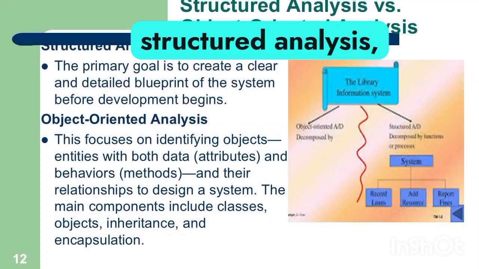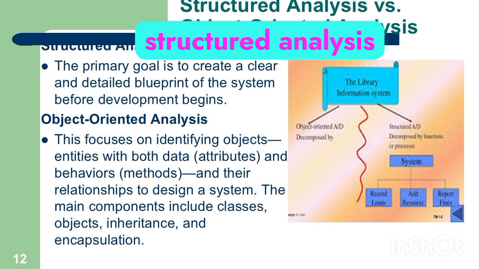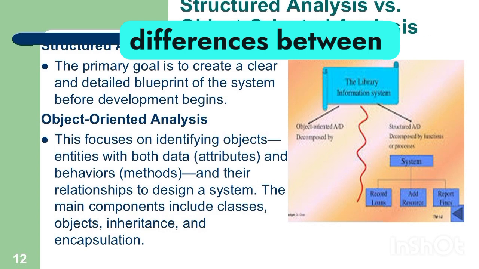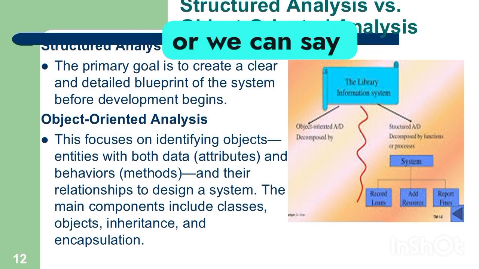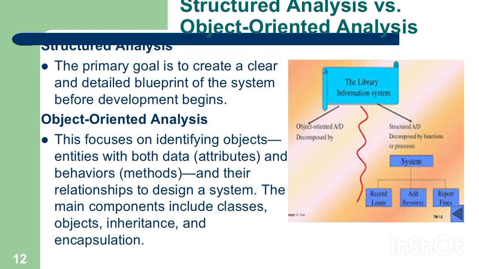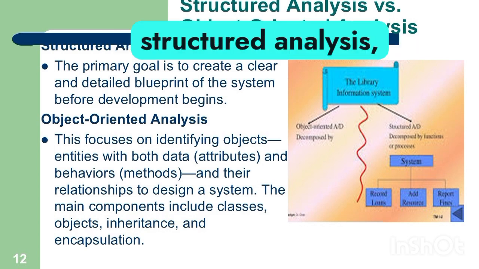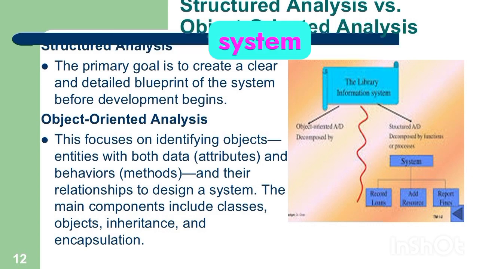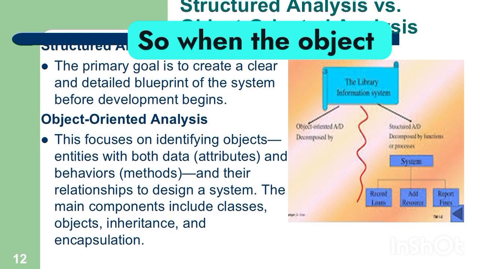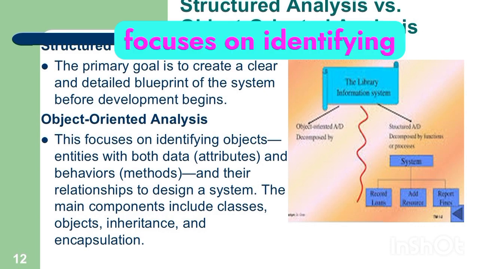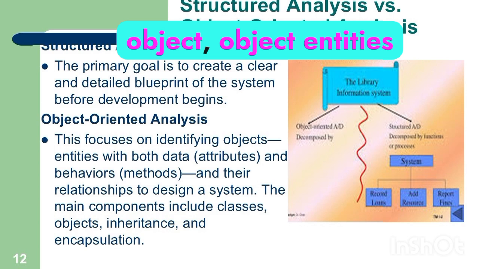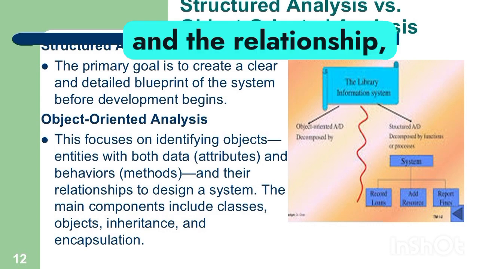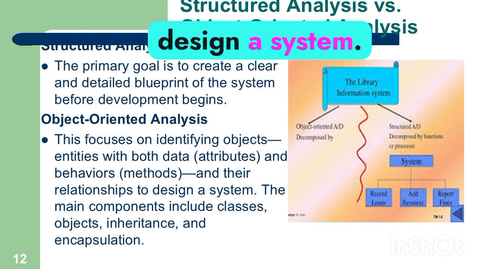So we have structured analysis. We have looked at the structured analysis and we have looked at object-oriented analysis. What are the differences between structured analysis versus object-oriented analysis? If you look at the structured analysis, its primary goal is to create a clear and detailed blueprint of the system before it's been developed, right? While the object-oriented analysis focuses on identifying the object entities with both data, right? The data include the attribute and the method and the relationship, that is the association, to design a system.